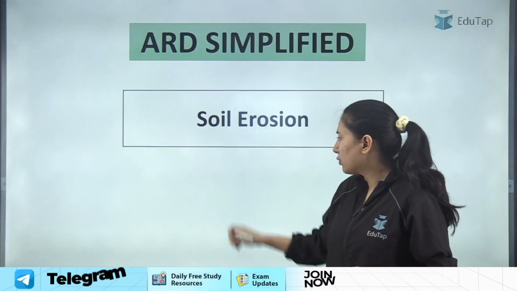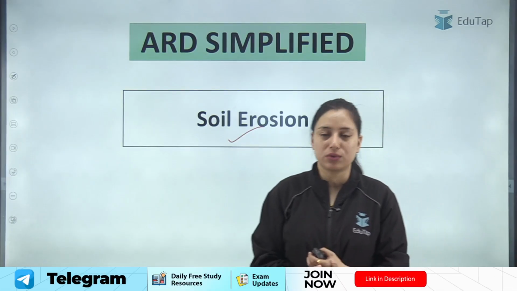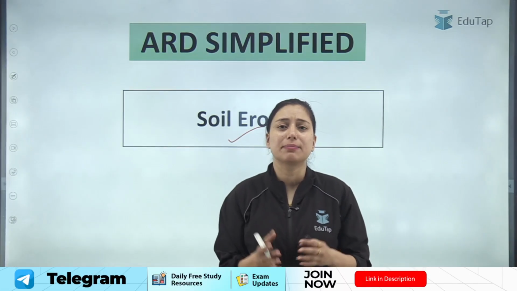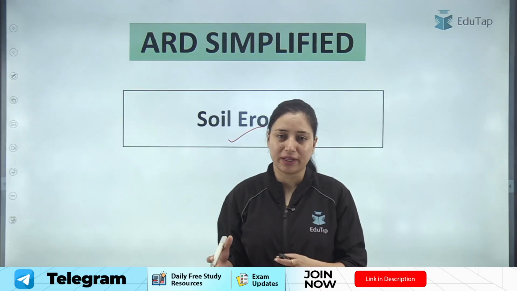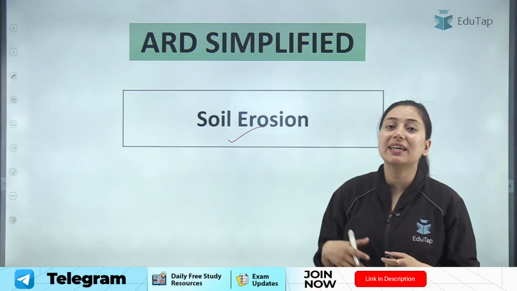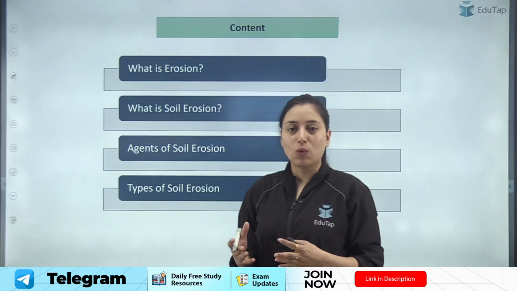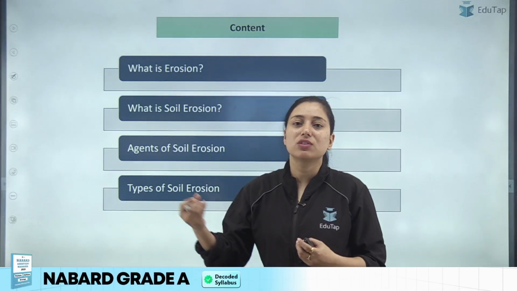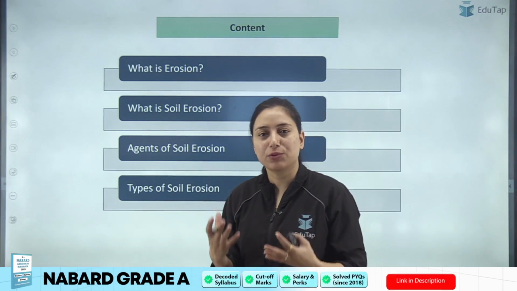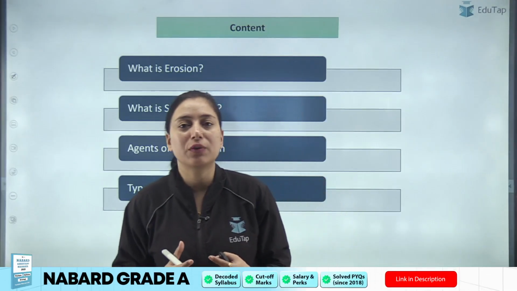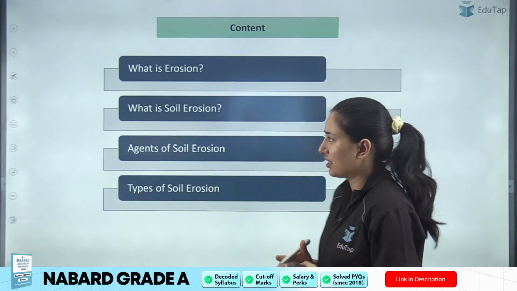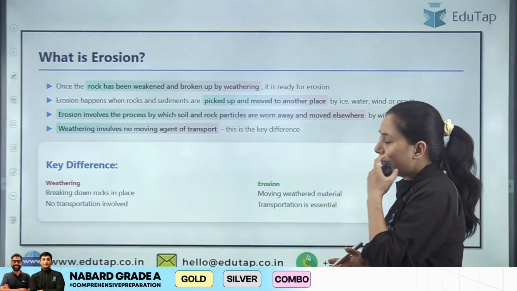The topic that we are going to discuss today is soil erosion. A very important topic because multiple questions have been asked from this topic. So today we are going to understand what is erosion. Then I am going to discuss soil erosion, what are the different agents that lead to soil erosion, and different types of erosion. This is all we are going to understand in this particular lecture. So let's first start with the topic, what is erosion.